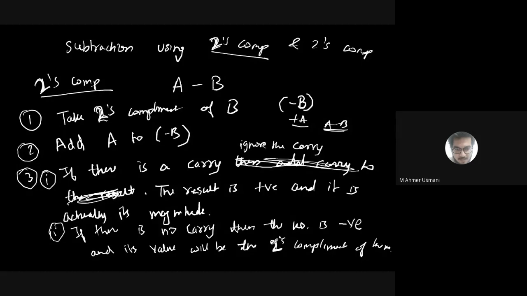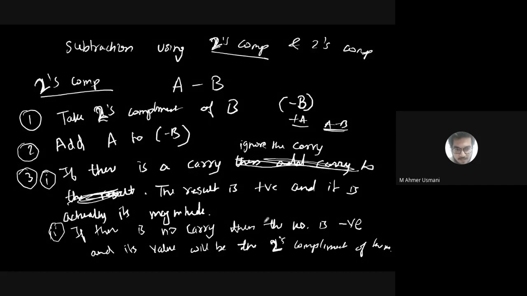Step number 1, take 2's complement of b. Step number 2, add a to minus b. Step number 3, if there is a carry, ignore the carry. The result is positive and it is actually its magnitude. In step number 3, if there is no carry, in that case the number is negative, and since the number is negative, that means its original value will be nothing but the 2's complement of the result.